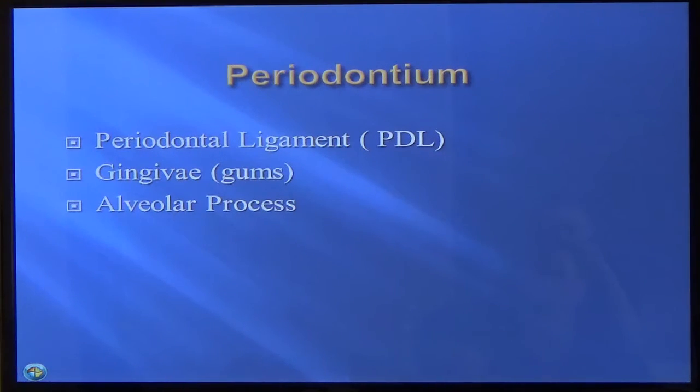Okay, that's on the test. Periodontium, and it'll probably come up, the definition. But periodontium is a group of tissues. So not just one, not just the gum, not just the bone, not just the ligament. The whole group is called the periodontium.